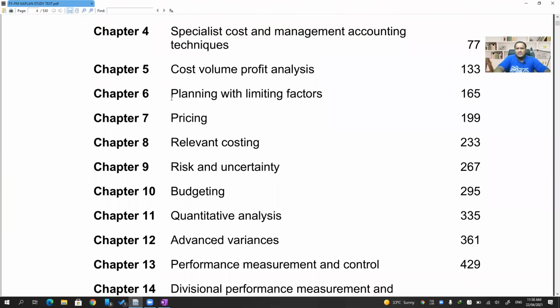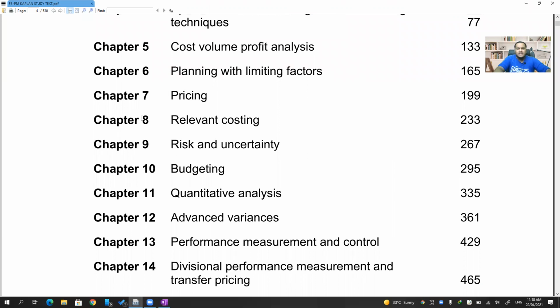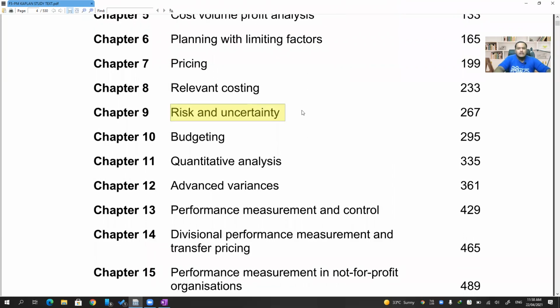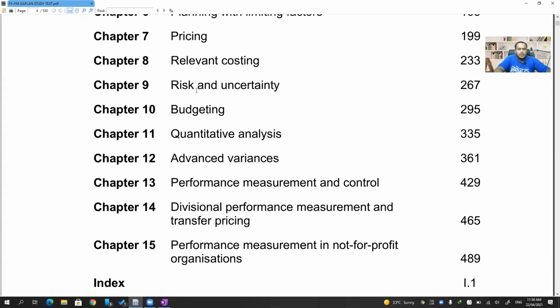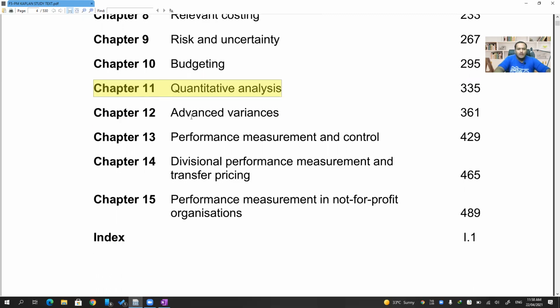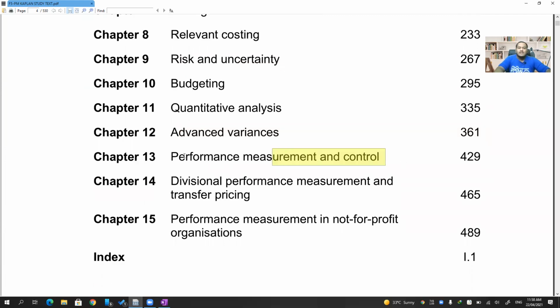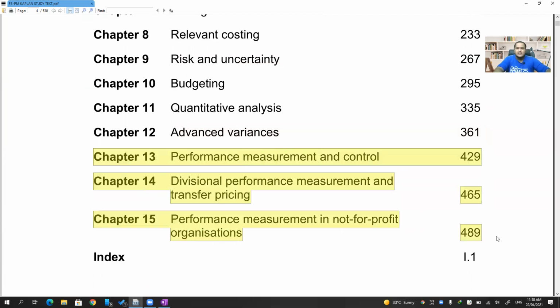CVP is fine. Planning with limiting factors we just did using throughput, but we'll do it on a contribution basis, that is planning with limiting factors. It's going to take not much time. Pricing is very easy. Relevant costing is also easy. Risk and uncertainty is easy, except for the analysis part. Budgeting is time pass. Quantitative analysis, high-low method and learning curve analysis will be there in that. Learning curve is nice. Log tables we have to follow. Advanced variances is a headache. That's going to take much time. And then these last three chapters are very interesting. These are theoretical chapters, so we can finish them much faster. Theory chapters they are.